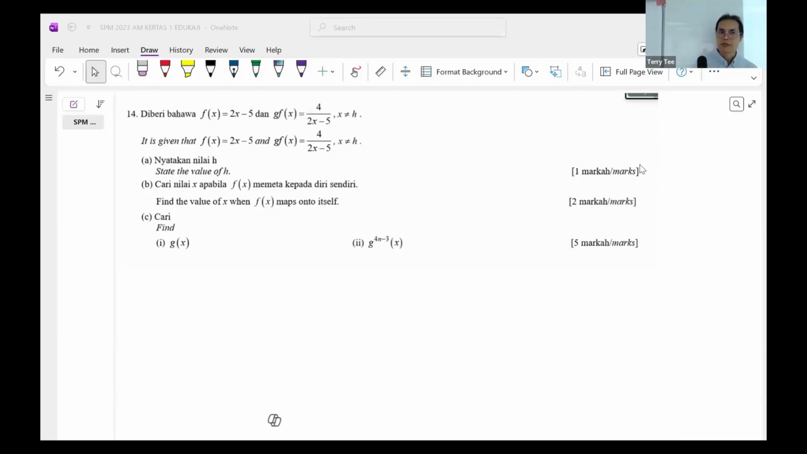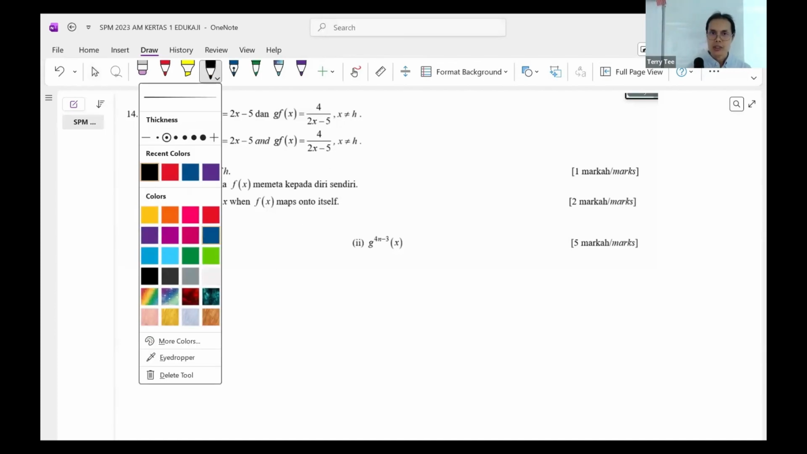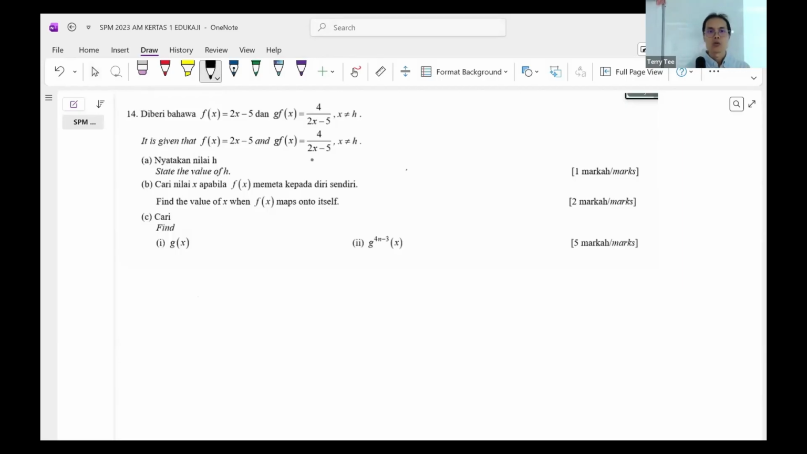Okay, question number 14. This is from chapter 1, functions. It is given that f(x) equals 2x minus 5 and g(f(x)) is 4 over 2x minus 5, where x cannot be h. So you're supposed to find the value of h. Very simple. A function becomes undefined when your denominator is equal to 0. So let the denominator 2x minus 5 be 0. Bring the 5 over, divide by 2, x is 5 over 2. Therefore, h is 5 over 2.